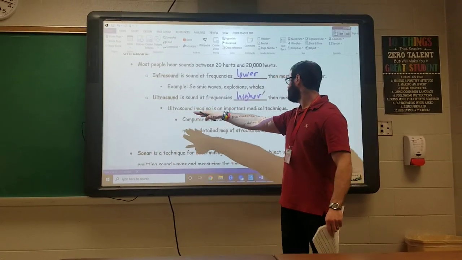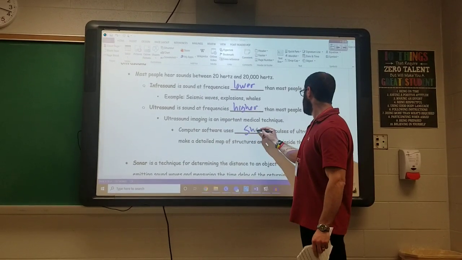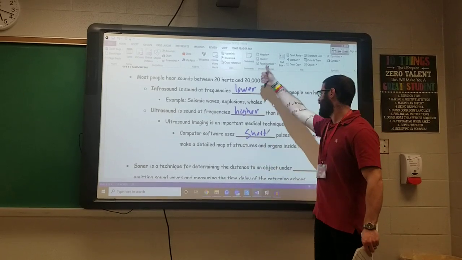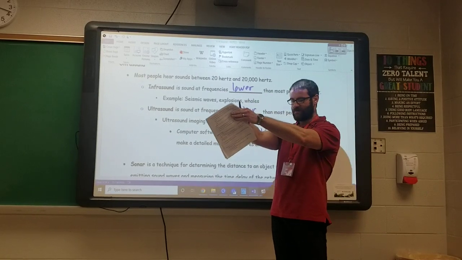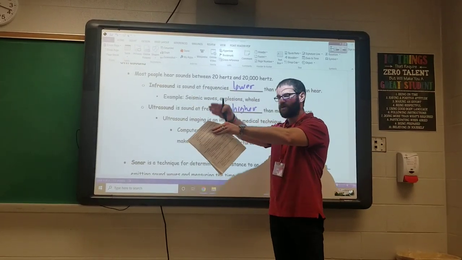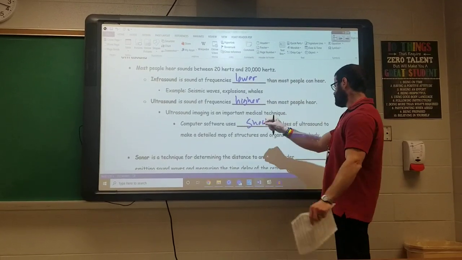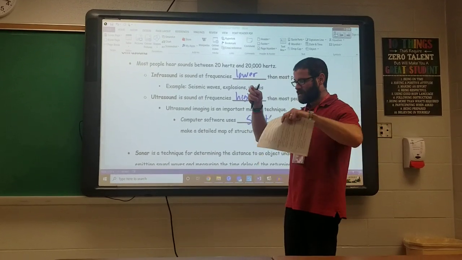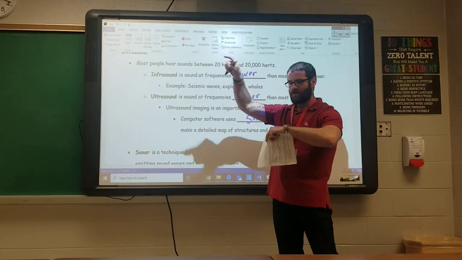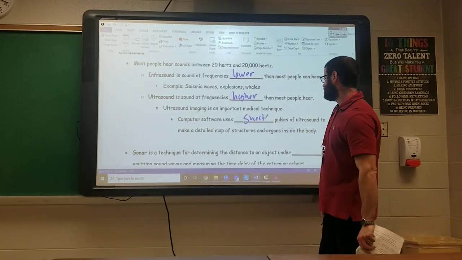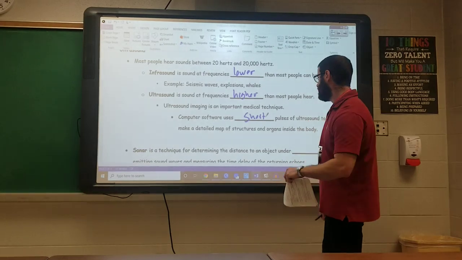Basically, computer software uses short pulses of ultrasound. Remember, ultrasound has high frequency, so we're thinking of short wavelengths, because shorter wavelengths go with higher frequency. These pulses bounce off different structures in the body and organs, and the result is a picture or map of the body, and we're able to see more clearly what's going on.